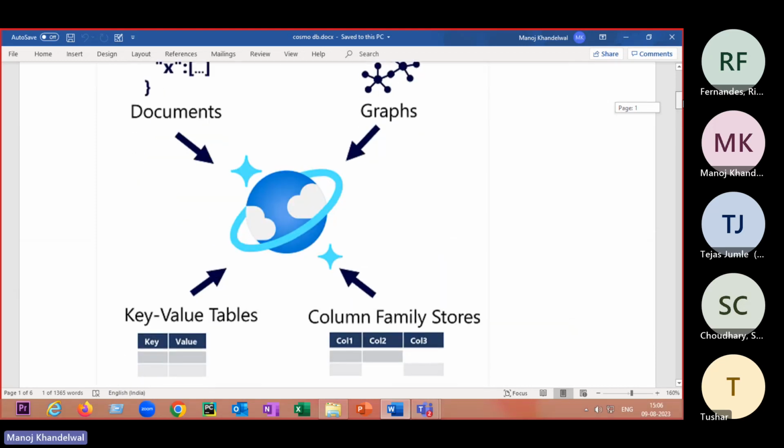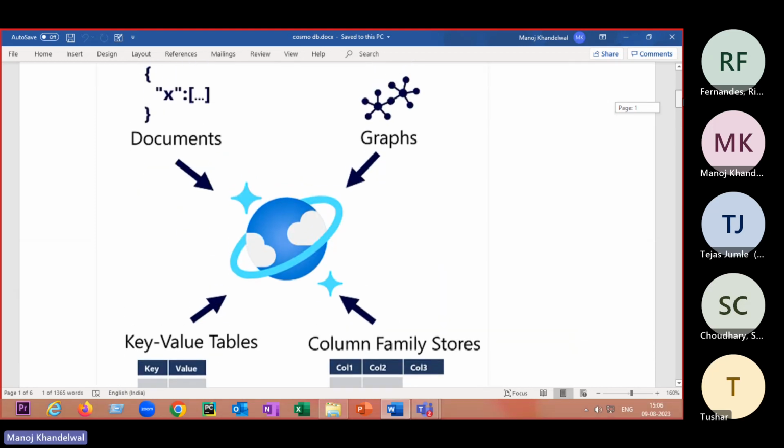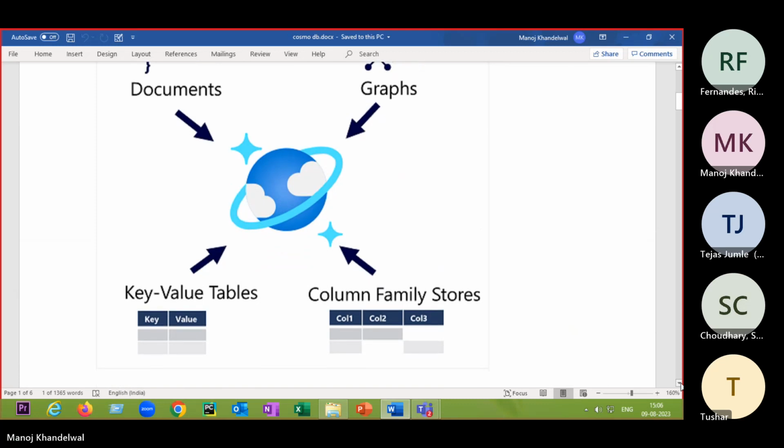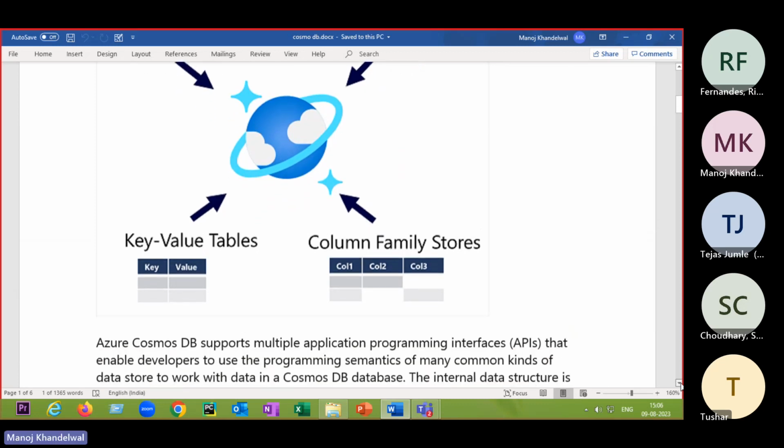So basically these are the four types of NoSQL database. They all come under NoSQL: document based, graph based, key value tables, and column family stores. So this is what we have.